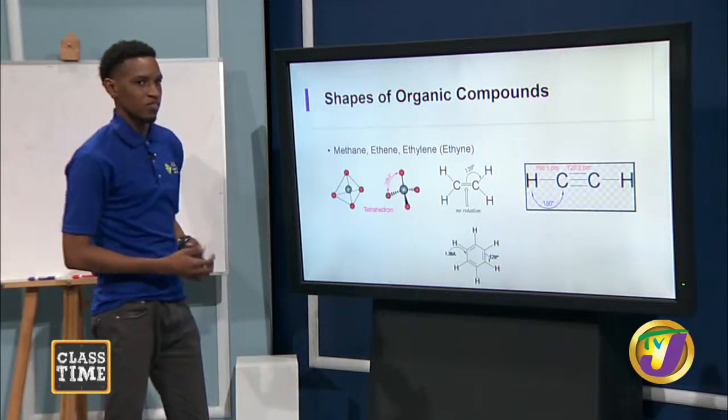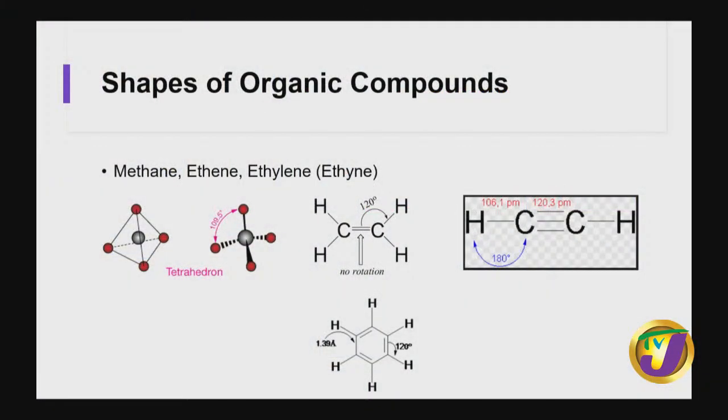So, we can see the shapes of the molecules here. Methane, 109.5, with a tetrahedral geometry. You can see the alkene with the bond angle of 120 degrees with a trigonal type geometry. And that's the same for benzene as well. Benzene has a bond angle of 120 degrees between the CH and the CC bonds.